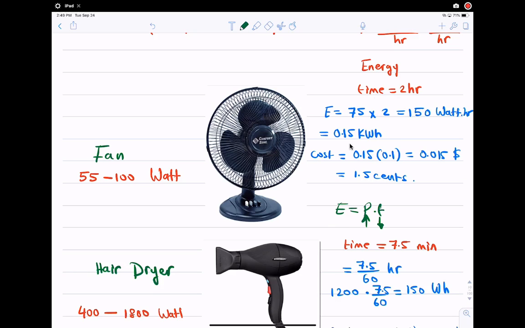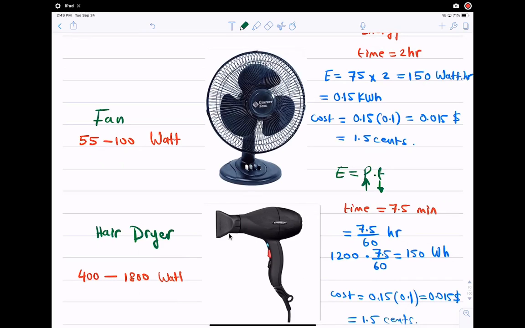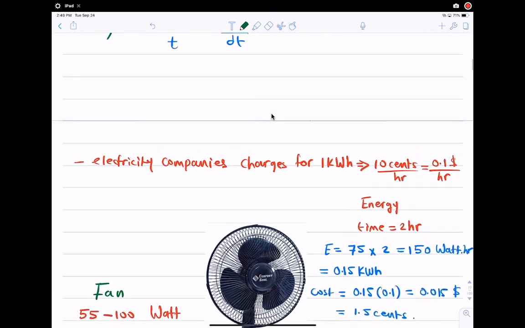If we use the fan for 2 hours, we are using 150 watt hour. And if we're using the hair dryer for 7.5 minutes, we're using the same amount of watt hour. So again, power is at some instant how much energy is used at that instant. And for sure the hair dryer at some instant would use more than the fan, while the clothes dryer would use more than both those two machines.